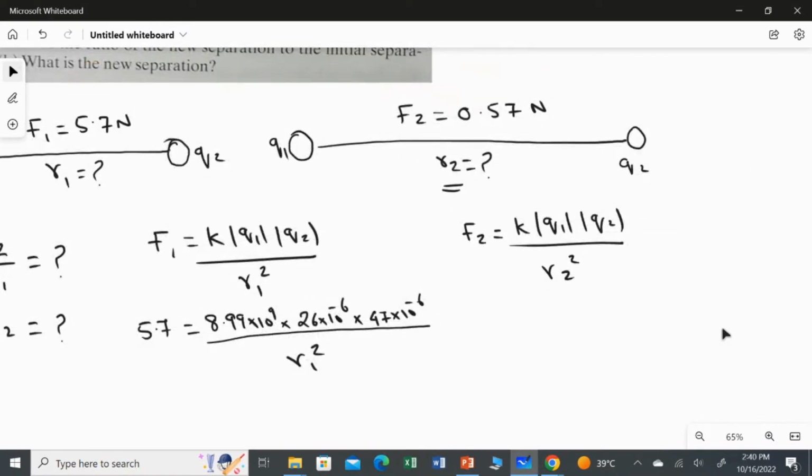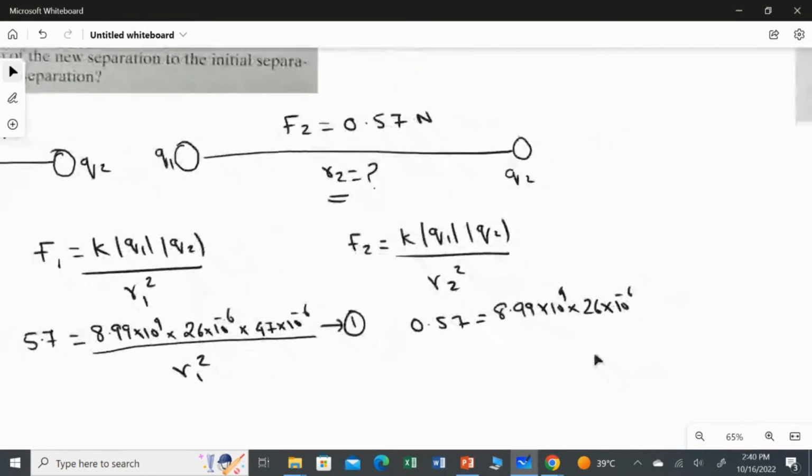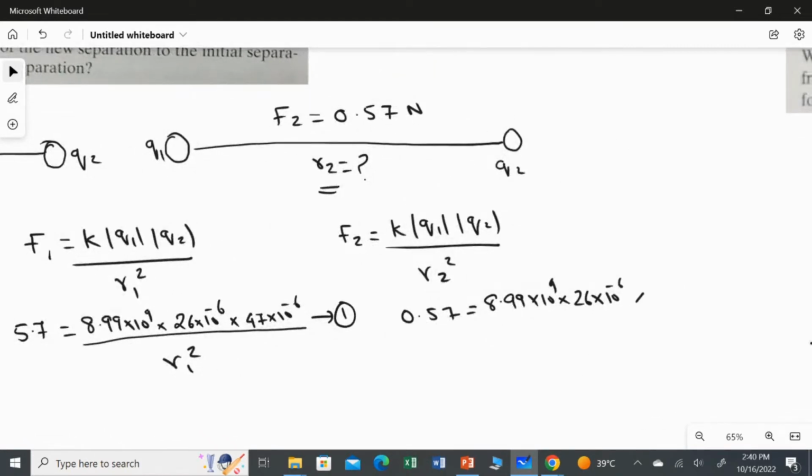Likewise, you have to write the equation and substitute the values in this equation. So here F2 is 0.57. Better I can take this as equation 1. After I substitute the values in the second equation, the second force is 0.57, which is equal to 8.99 multiplied by 10 to the power of 9 multiplied by 26 microcoulomb. Micro here stands for 10 to the power of minus 6. And then the second charge magnitude is 47 microcoulomb, divided by R2 square. So I'm going to give the number of the equation as second.